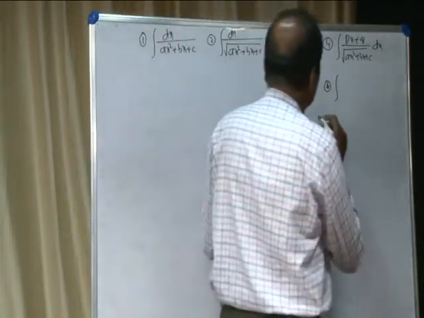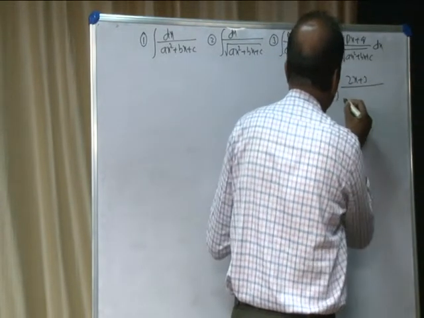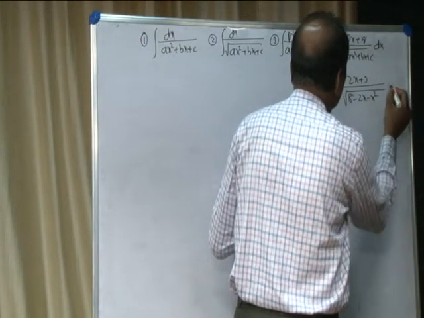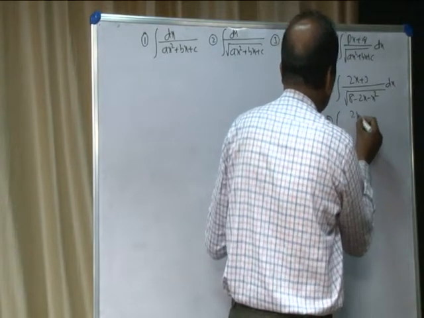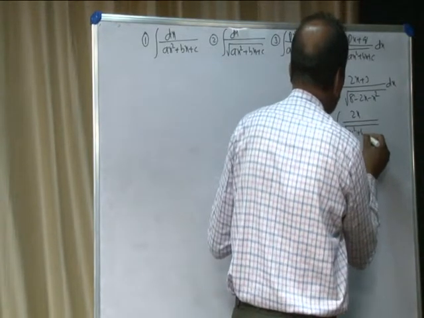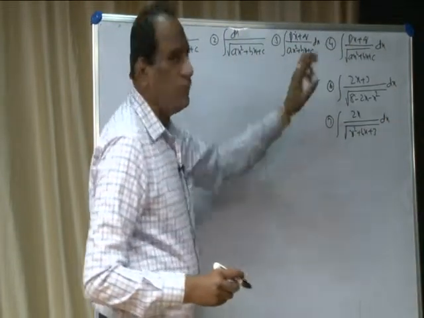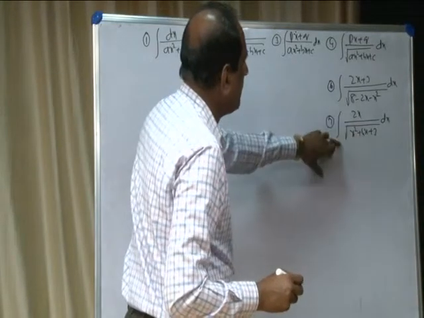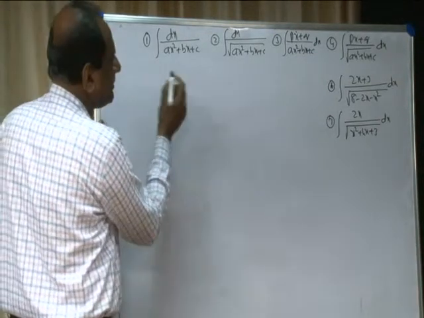Now the sixth problem, 2x plus 3 divided by root of 8 minus 2x minus x square dx. Another problem of this similar type, 2x divided by root of x square plus 4x plus 3 dx. These two problems come under the fourth standard form. What is the procedure to work out the problems based on the fourth standard integral? See here.